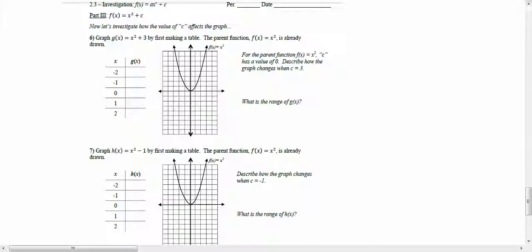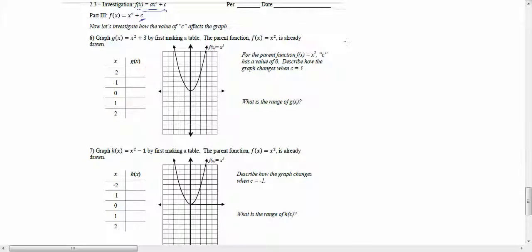When we're investigating ax squared plus c, we're going to consider a to be 1, because we can't let a be 0. If a were 0, then we're no longer dealing with a parabola. We're dealing with a linear function. In this case, we're assuming that a is always going to be 1, and let's mess with the c. Let's figure out what happens when we change that number.